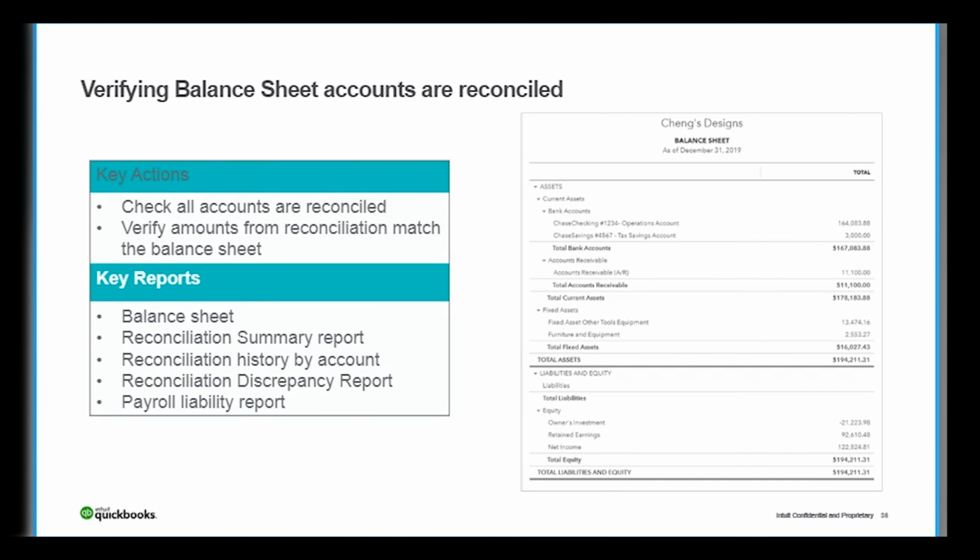You want to check all accounts, make sure they're reconciled, verify amounts, match back on the balance sheet. Key reports that you may want to build out. You'll notice in QuickBooks Online, when you build out customized reports, you can also create report groups. This is an excellent example of a report group for tax season. So you name it whatever you like, tax key reports or key tax reports. Include your balance sheet, your summaries, your history, reconciliation discrepancy is always a good one. And then of course, payroll liability.